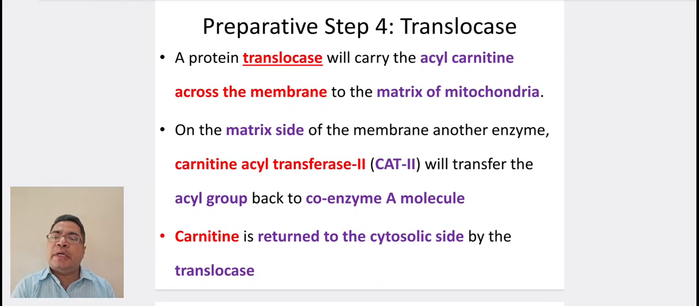The next is preparative step 4, that is translocase. A protein translocase will carry the acyl carnitine across the membrane to the matrix of mitochondria. On the matrix side of the membrane, another enzyme, carnitine acyl transferase 2, that is CAT2, will transfer the acyl group back to the coenzyme A molecule. Carnitine is returned to the cytosolic side by the translocase.